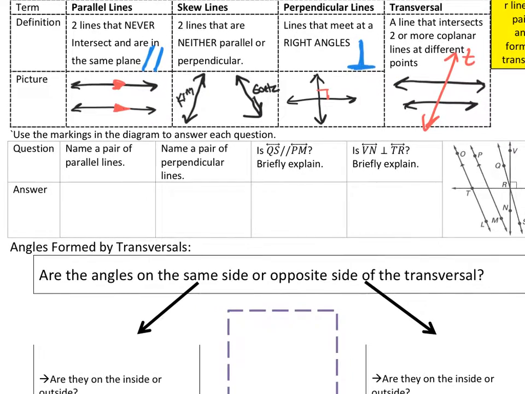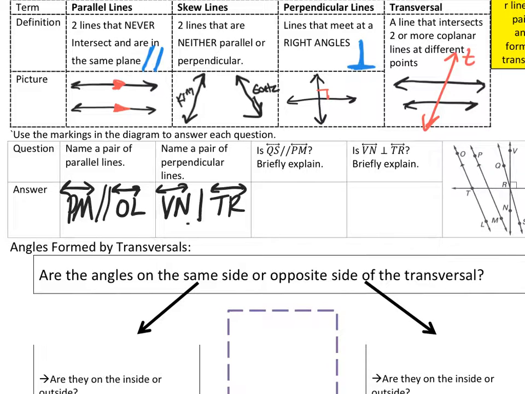So for these next ones, we're looking over here at this picture, and it says name a pair of parallel lines. And there's actually only one set of parallel lines, and it's PM and OL. And so I'm going to use the parallel symbol in between to show that those two lines are parallel. Naming a pair of perpendicular lines, there's actually just one set of perpendicular lines. That is VN and TR. And I'll use the perpendicular symbol in between both of those.